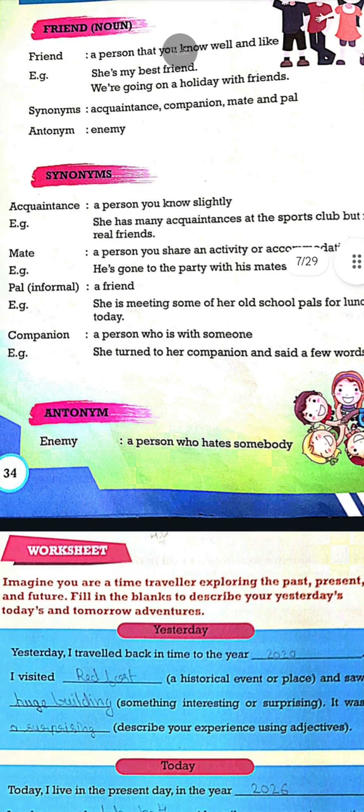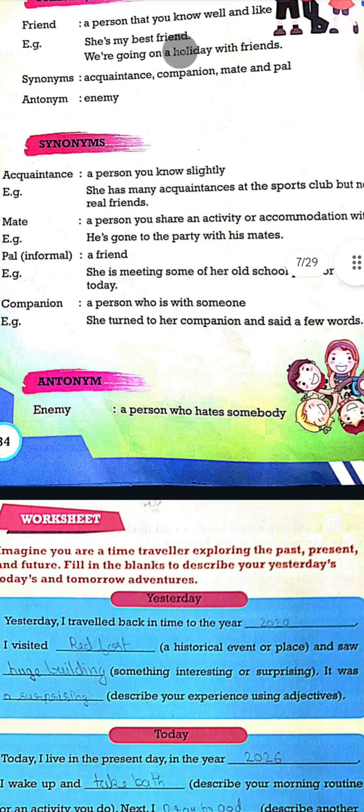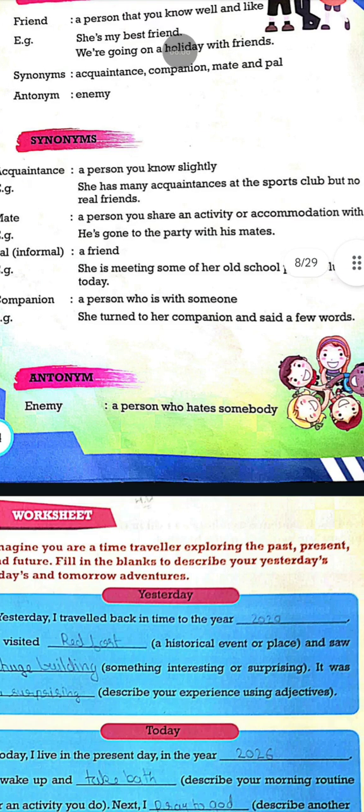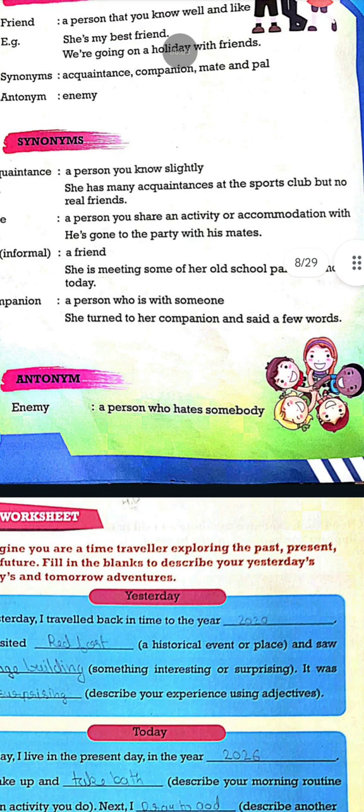So let's see an example. Mate, a person that you have shared an activity or accommodation with. So basically, you have done a project, it is a group project, so the other person is your mate. Now you have classmate. It's not an activity but a group where that person is included with you. Classmate, you see, class, and then in that class there's a mate of yours.